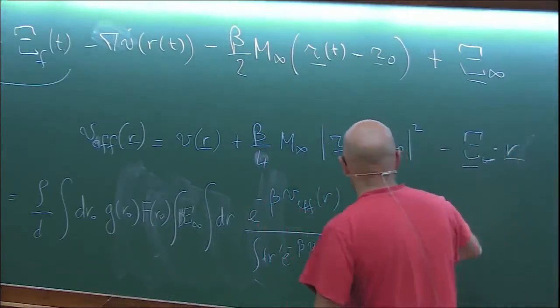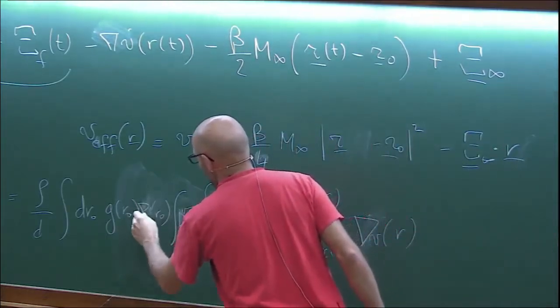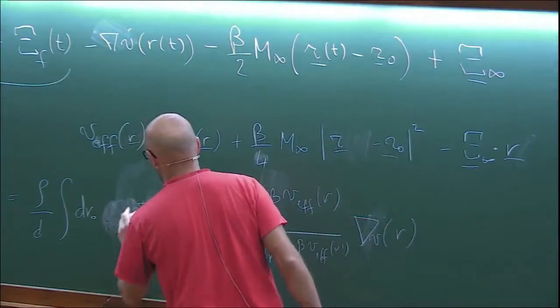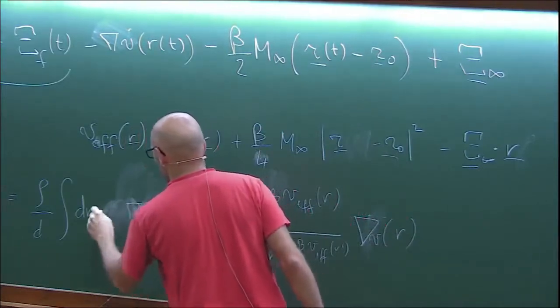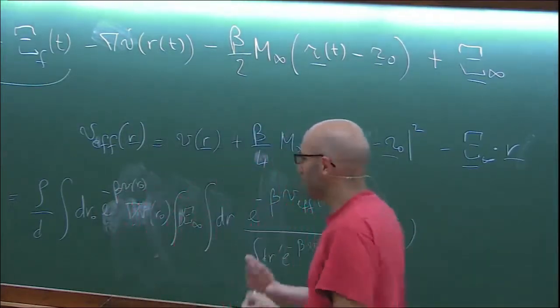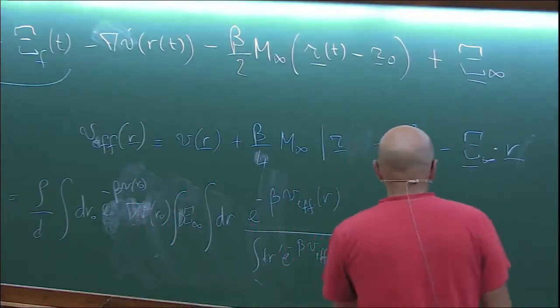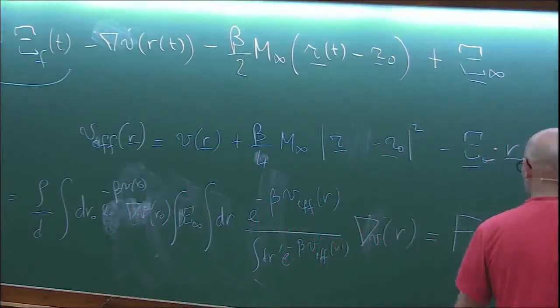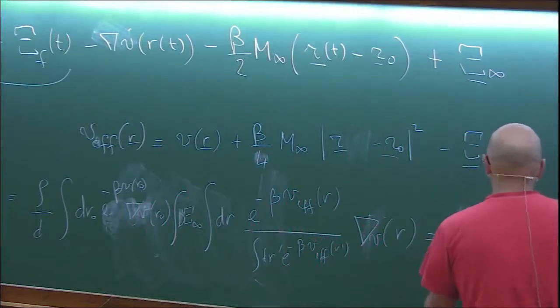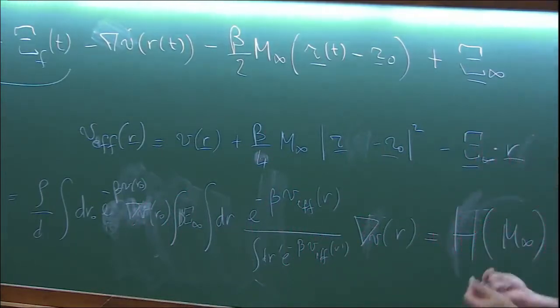Yes, this is just the gradient of V. So once you know the potential, and this G of R is just exponential of minus beta V. So if I give you the potential, you can compute this thing. And this is going to be a function H of M infinity. So you get a self-consistent equation for the plateau. M infinity is equal to a function of M infinity, and you can solve it by iteration.